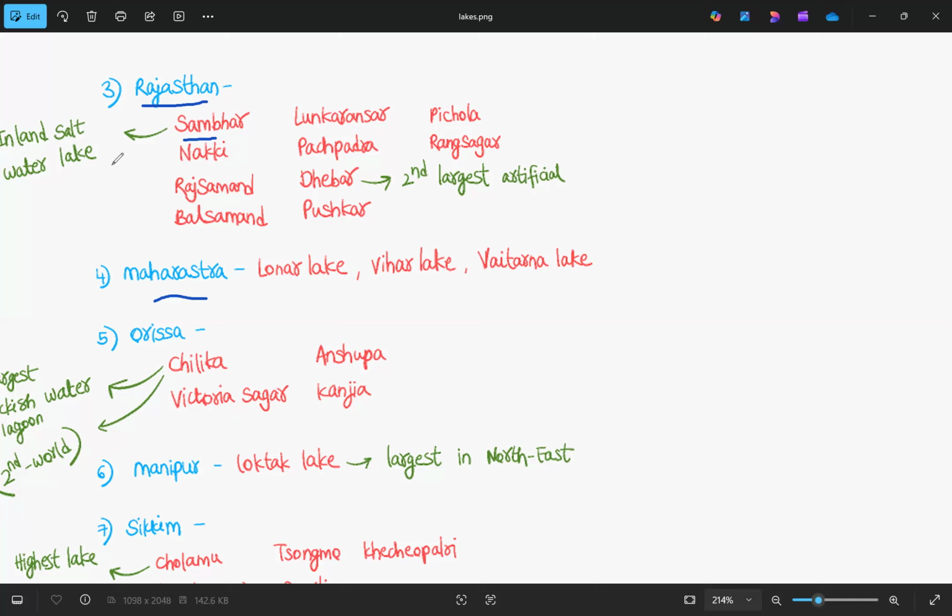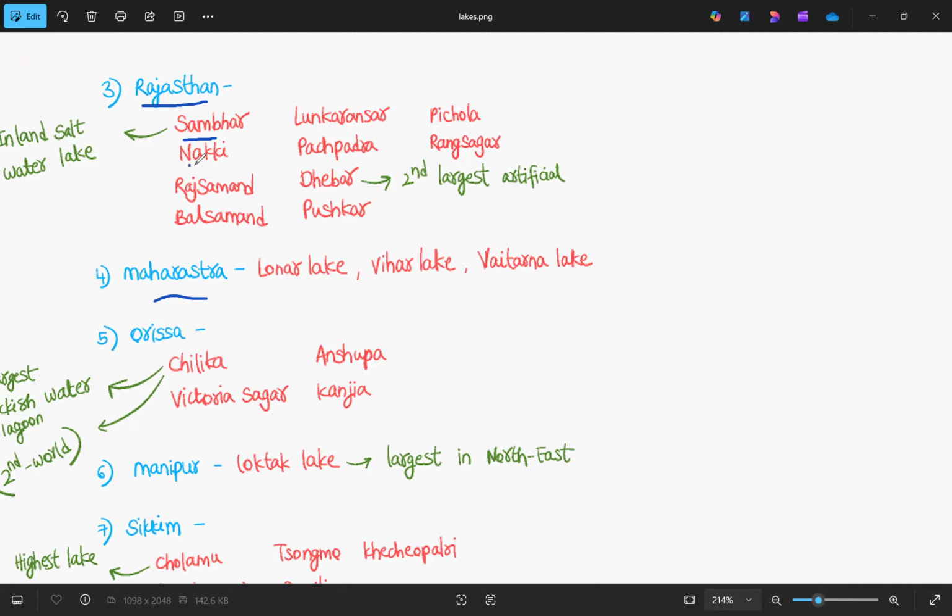As we have discussed earlier, water bodies are of three types: freshwater, brackish, and saline. Freshwater is when there are no mineral salts dissolved in the water of the water body. Brackish water has up to 30 grams of mineral salt in a liter of water, and more than that is called saline. These are the three categories of water bodies. This Sambhar Lake is the inland saltwater lake.